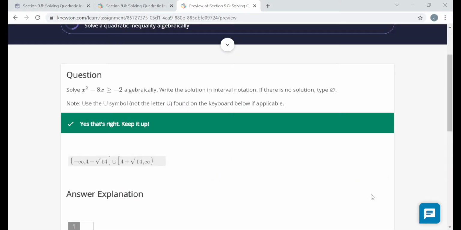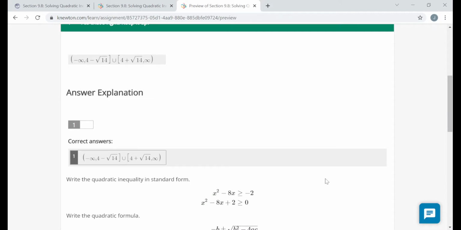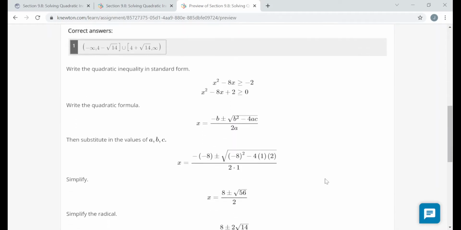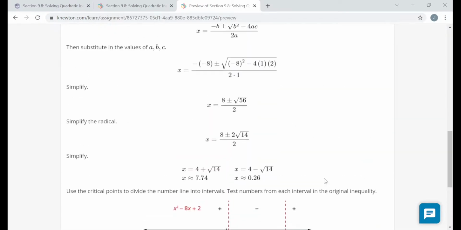Wonderful. But yeah, you see how I didn't have to test a value in each interval and all that. Just knowing the x-intercepts alone, and also which way the parabola will open up, based on the lead coefficient. If it's positive, it'll open up. If it's negative, it'll open down. Just knowing that stuff alone will help me solve these. And again, read through the answer explanations if you want to see how they're doing things algebraically.